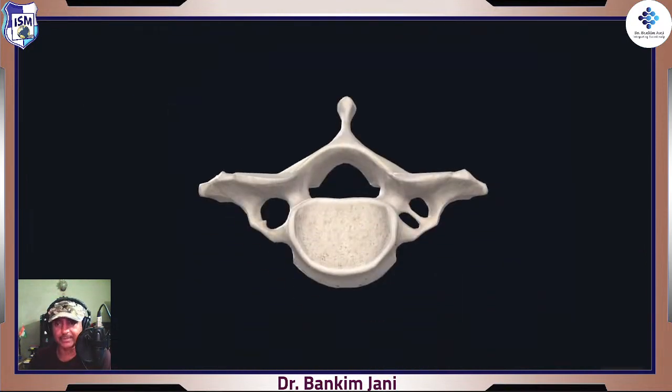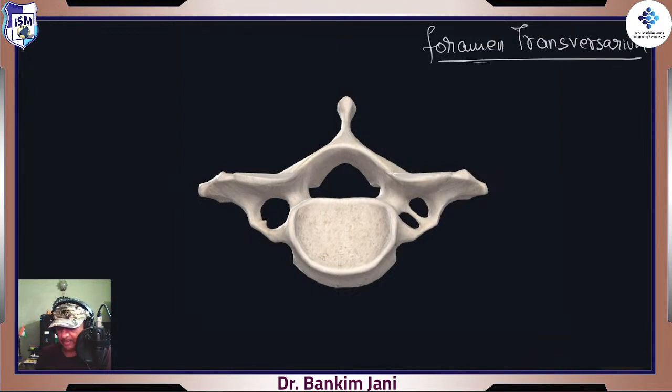But this is interesting. See the foramen transversarium here. Deliberately, it was kept on halt. This foramen transversarium, from C1 up to C6, there was strict discipline. They were all very properly rounded. The vertebral artery, vertebral vein, and inferior cervical ganglia were passing through.